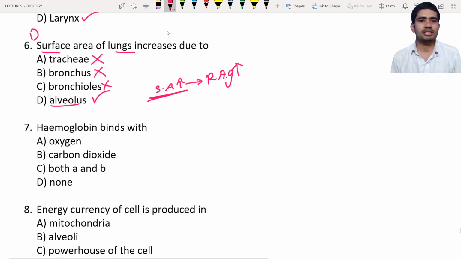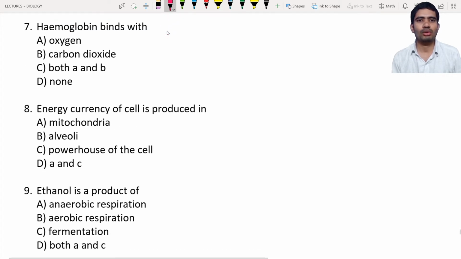Okay, next: hemoglobin binds with, hemoglobin is going to bind with oxygen. So it is close to the answer. We will come back to this answer later. And carbon dioxide. Yes, it is also close to the question. Carbon dioxide is also going to bind with hemoglobin. Next we will see both A and B. Yes, it is also close.